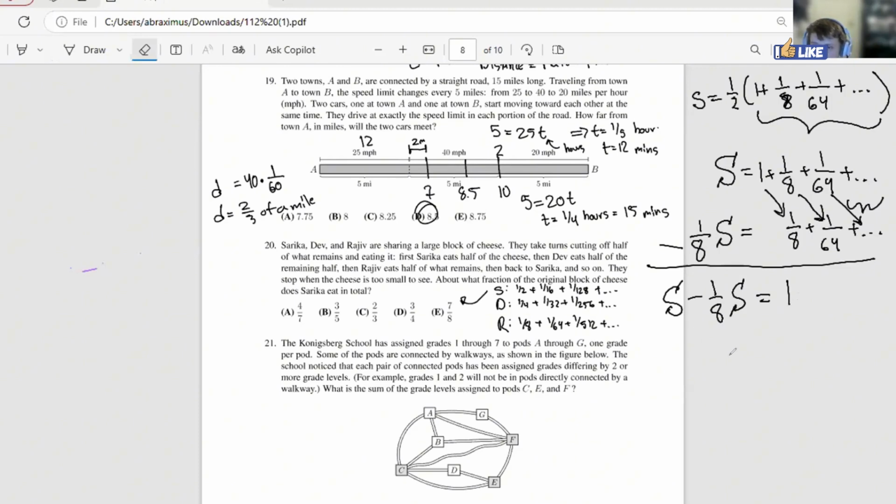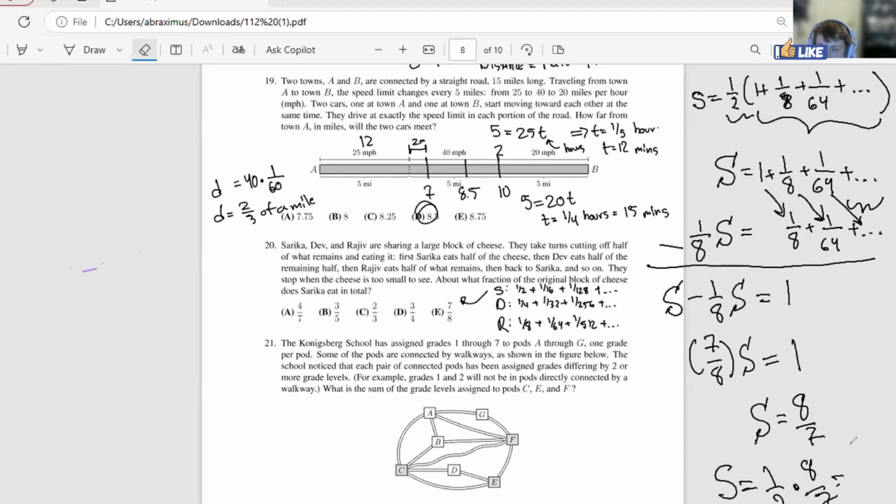Or the sum of the blocks of cheese that Sarika ate is 7/8 times this sum. I guess we're going to have to multiply by 1/2 at the end. So this is regular Sarika, and then this is fancy S. So it's equal to 1. Or big fancy S is 8/7. So Sarika is 1/2 of 8/7, just 4/7. And that's the exact answer if they kept eating forever. Eventually they stop when there's not enough cheese left.